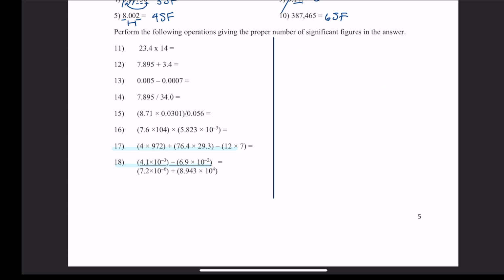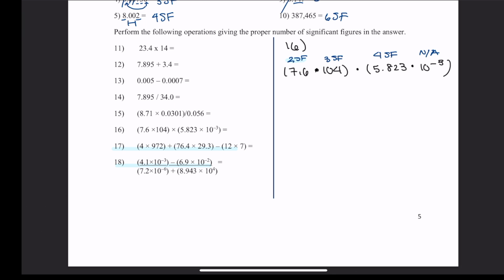Number 16. 16 is also a multiplication. So we have 7.6 times 10^4 times 5.823 times 10 to the negative third. Another tip, we don't consider this as a sig fig because there could be as many zeros before and after it, and it doesn't really matter. So we only will consider the non-exponent sig figs. So if we count the sig fig, we have 2 sig fig right here, 3 sig fig, 4 sig fig, and this doesn't matter. So if our least number is 2, our final answer should have 2 sig fig.